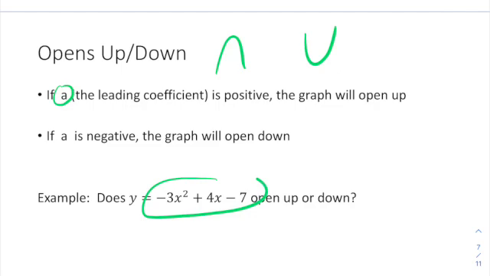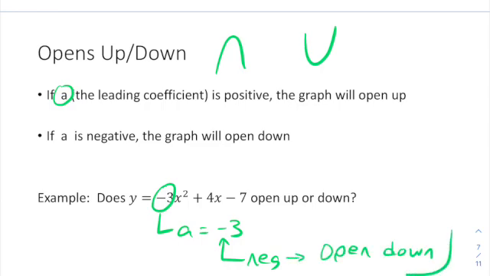So we're asked, is this equation going to open up or down? Here's our a, negative 3. And since that's negative, we're going to open down. It's as simple as that. Positive leading coefficients mean open up. Negative leading coefficients mean open down.